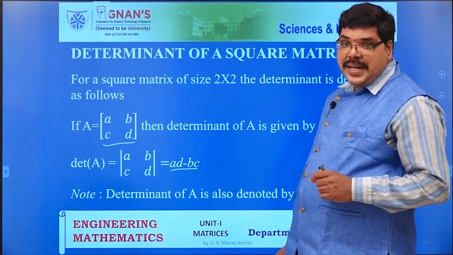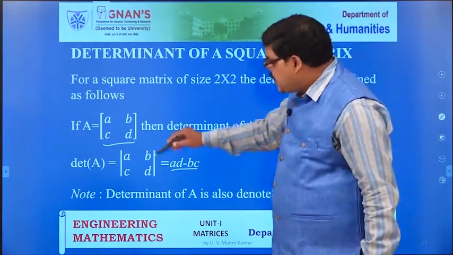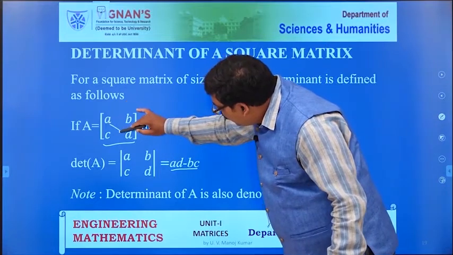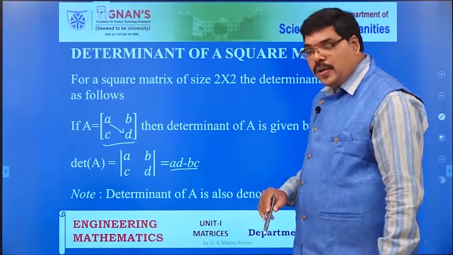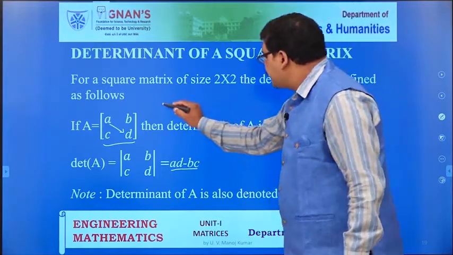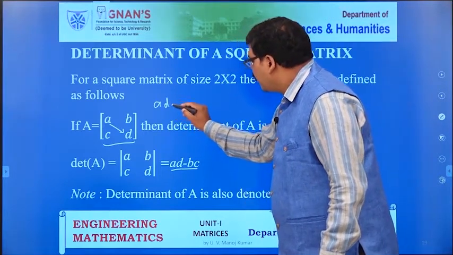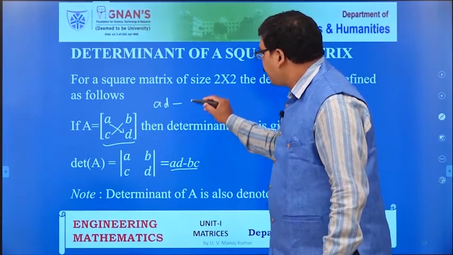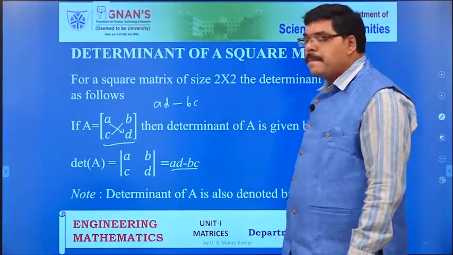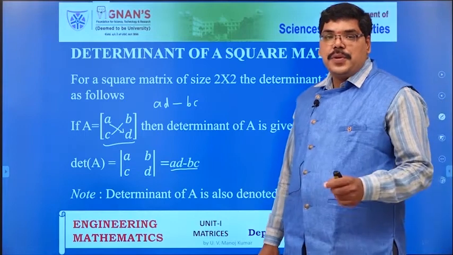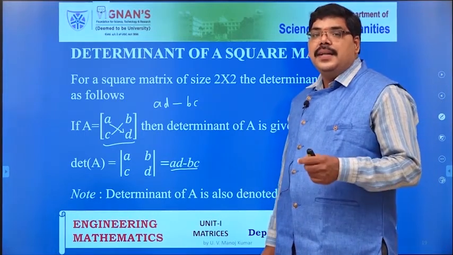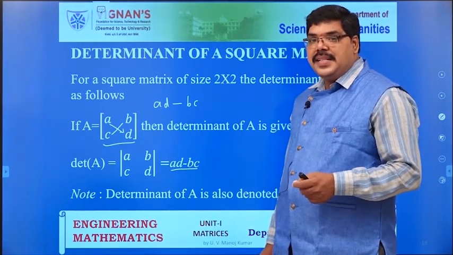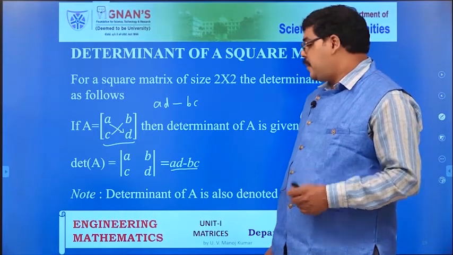For a 2 by 2 matrix, the determinant is ad, the product of the principal diagonal elements, minus bc. So for a 2 by 2 square matrix, the determinant is ad minus bc.